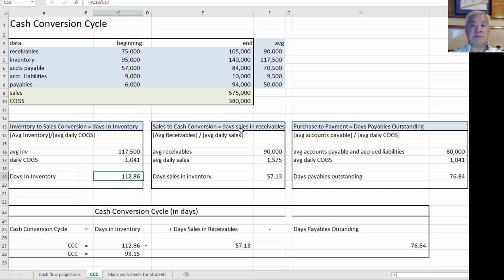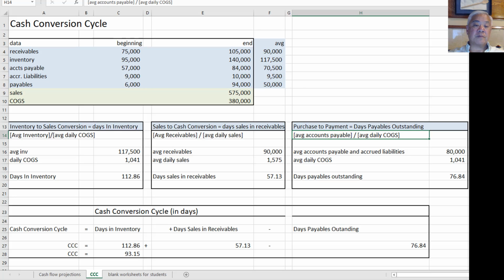Next, let's look at days sales in receivables. Here's the formula: average receivables divided by average daily sales. Average receivables, again, here is halfway between beginning and ending receivables. The daily sales is total sales of 575 divided by 365, or 1,575 per month. So if we have 90 outstanding, and if we have daily sales of that, our days sales in receivables is 57. Again, not very impressive. It takes almost 2 months to collect our money. Finally, paying our bills: average accounts payable divided by average COGS.